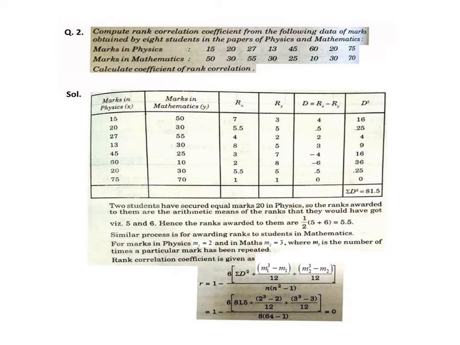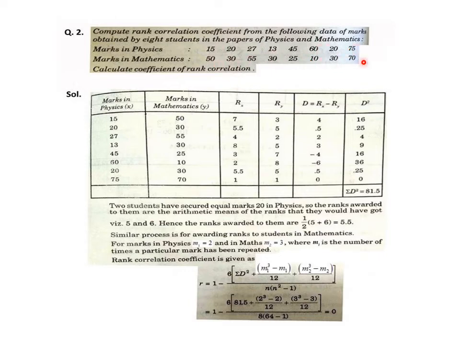Question number 2. Compute the rank correlation coefficient from the following data of marks obtained by 8 students in the papers of physics and mathematics. Now marks are given, ranks are not given, and we have to calculate the coefficient of rank correlation. Then it means we have to create ranks as per the scores.